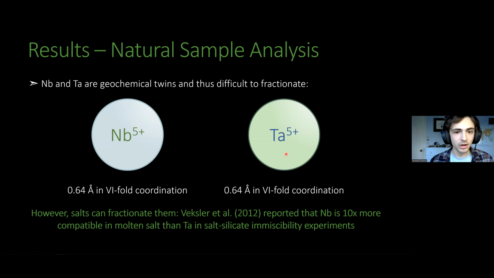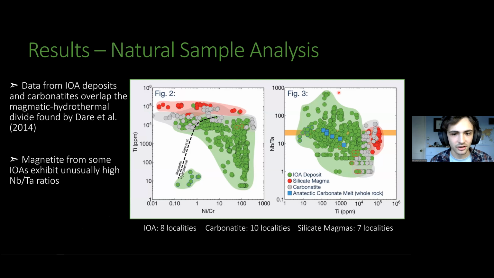So yes, they're geochemical twins and thus difficult to fractionate. The similarity of niobium and tantalum, such as the same ionic radius and charge, means they tend to behave the same way geochemically, and should be difficult to fractionate. They shouldn't exhibit large fractionations like we see in some IOAs, such as these ones. Now, it's worth noting that not all of our IOAs exhibited a high fractionation, but they did exhibit a higher fractionation than anything we would find in magmatically or hydrothermally formed magnetites.